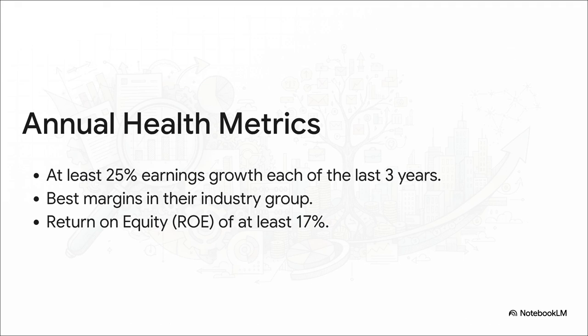First, you want at least 25% earnings growth for each of the last 3 years. That shows consistency. Next, the company should have the best profit margins in its entire industry. That means it's just more efficient than all its competitors. And finally, a return on equity of at least 17%. A company hitting that number is a true financial powerhouse, just incredibly good at generating profits from its investors' cash.